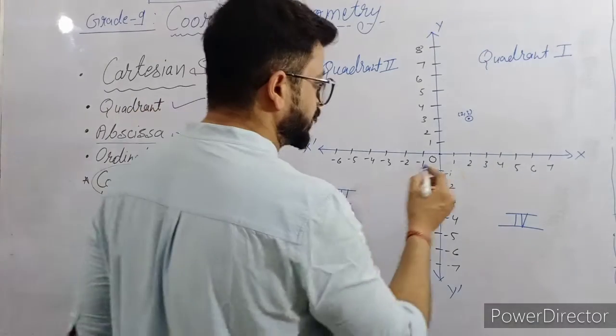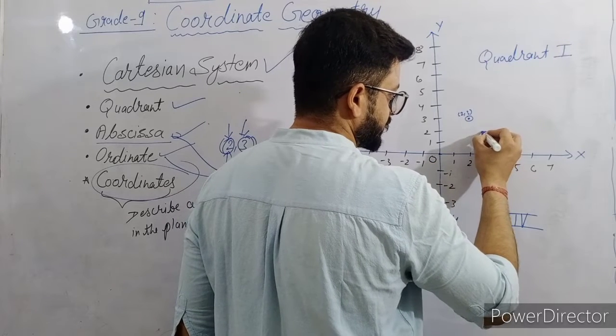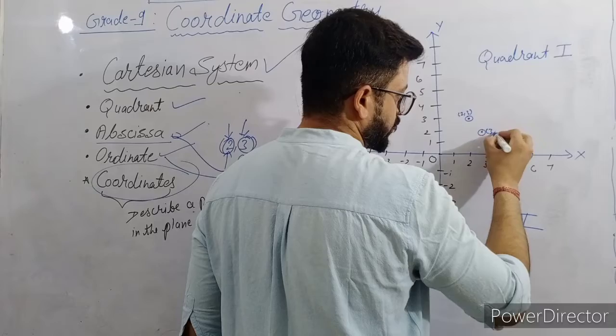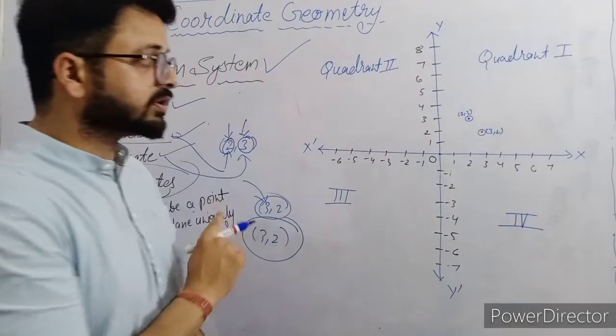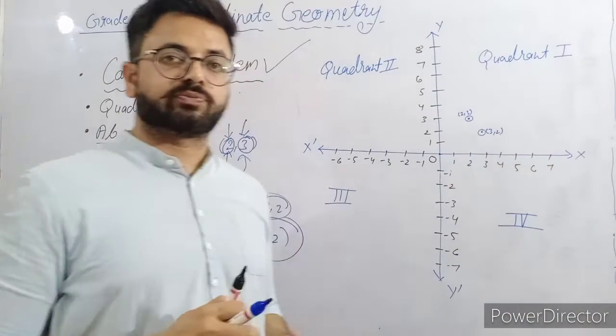So where will 3 comma 2 come? First 3 is the abscissa and 2 is the ordinate. This is 3 comma 2. So don't think that 2 comma 3 and 3 comma 2 will be the same.